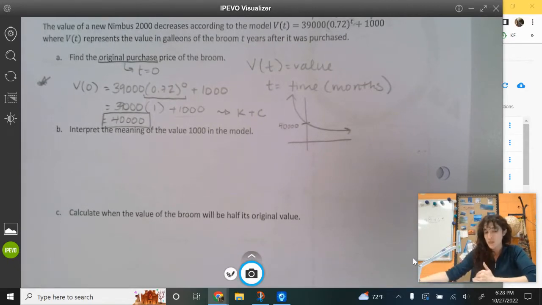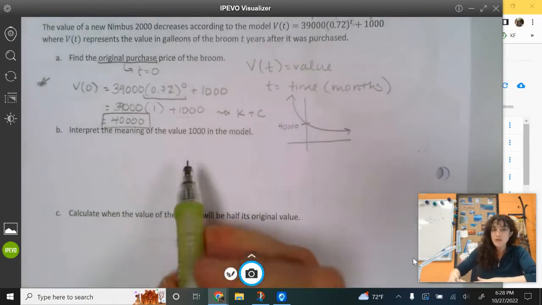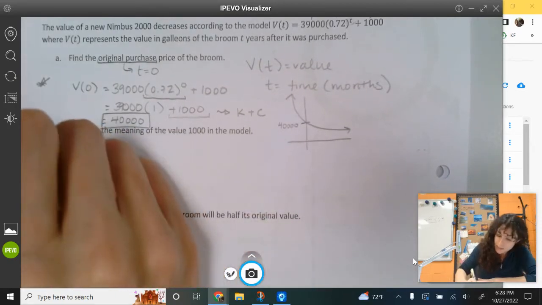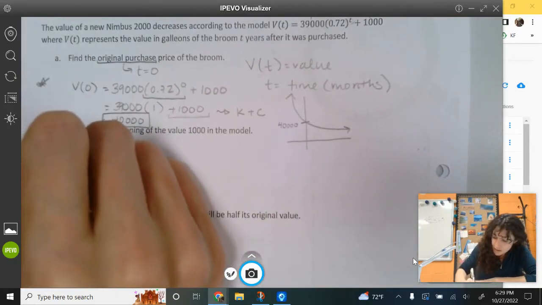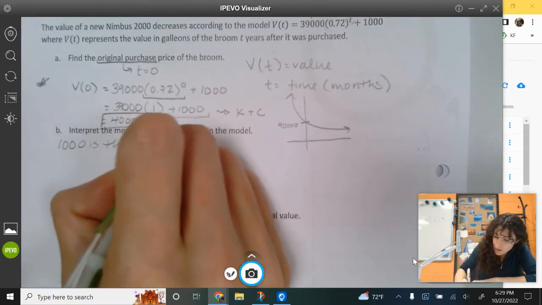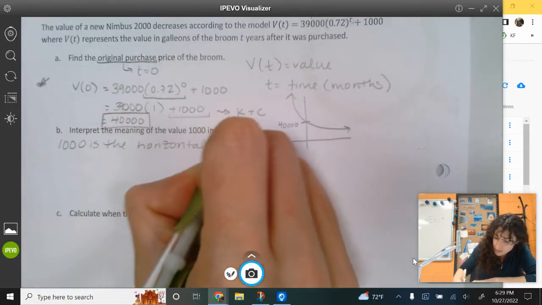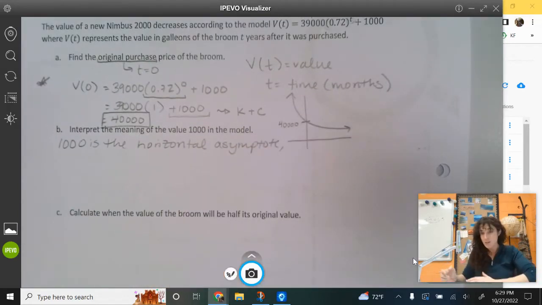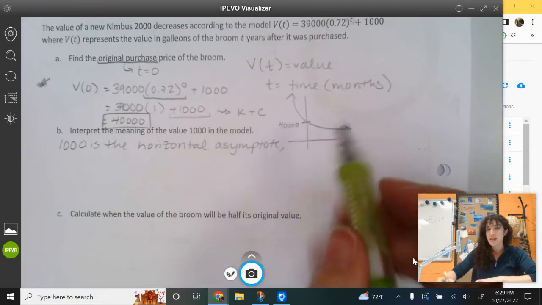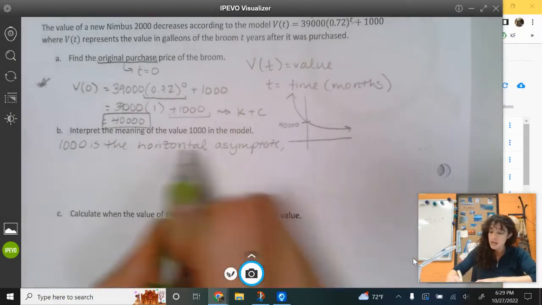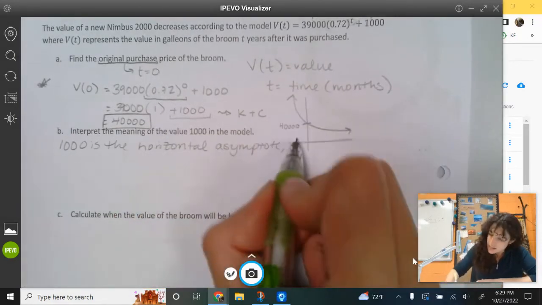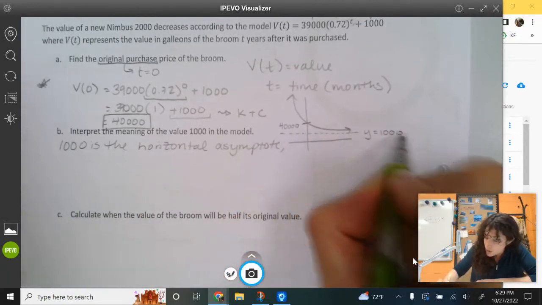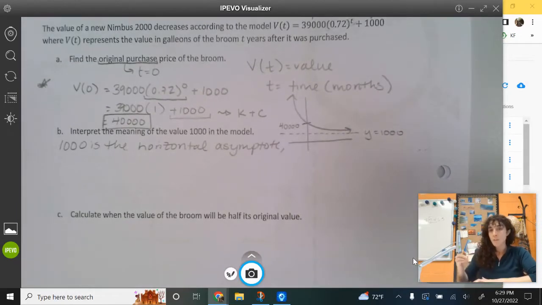Interpret the meaning of the value 1,000 in the model. So 1,000 is this plus piece right here. The plus piece is the horizontal asymptote. It's something that we haven't really played around with yet in terms of exponential modeling, because we haven't done plus or minus anything. But there is a horizontal asymptote and it occurs at this plus piece, and that's at 1,000. So if I go back to my graph, that means that there's this line at y equals 1,000 that this graph will never go below.